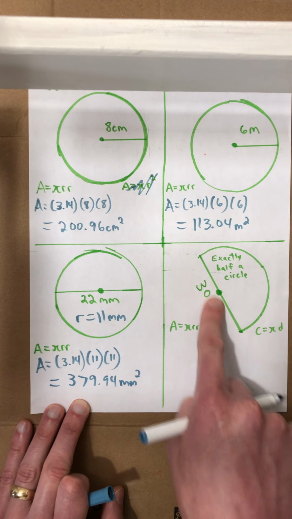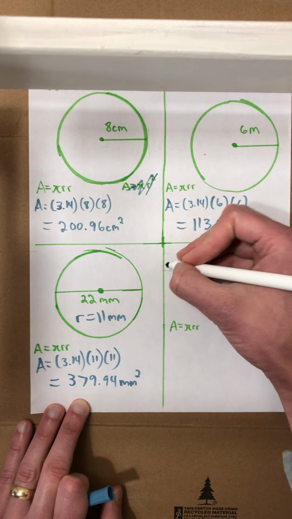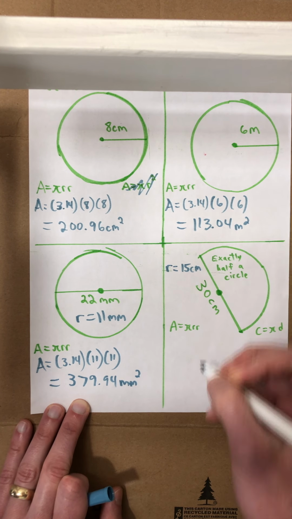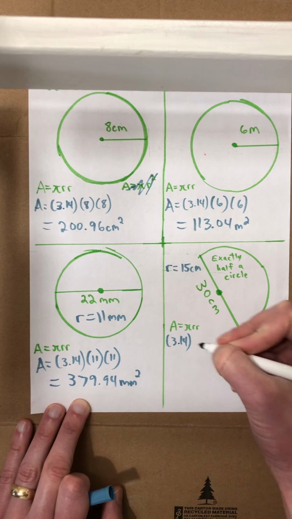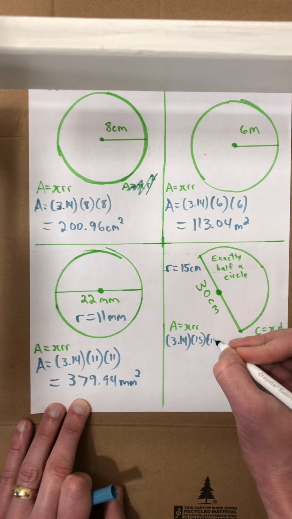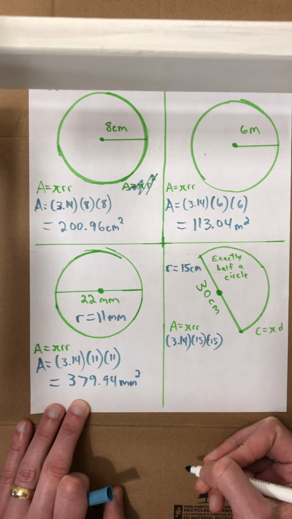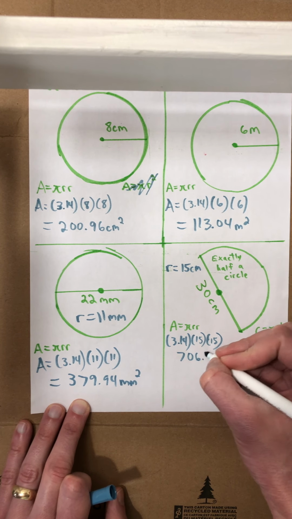So let's use this. I have a diameter here, so I need to know what my radius is. Half of 30 is 15, so my radius must be 15. So once again, I can just simply do 3.14 times 15 times 15 again, and that will give me what the area is. So that gives me 706.5. But that's not the end.